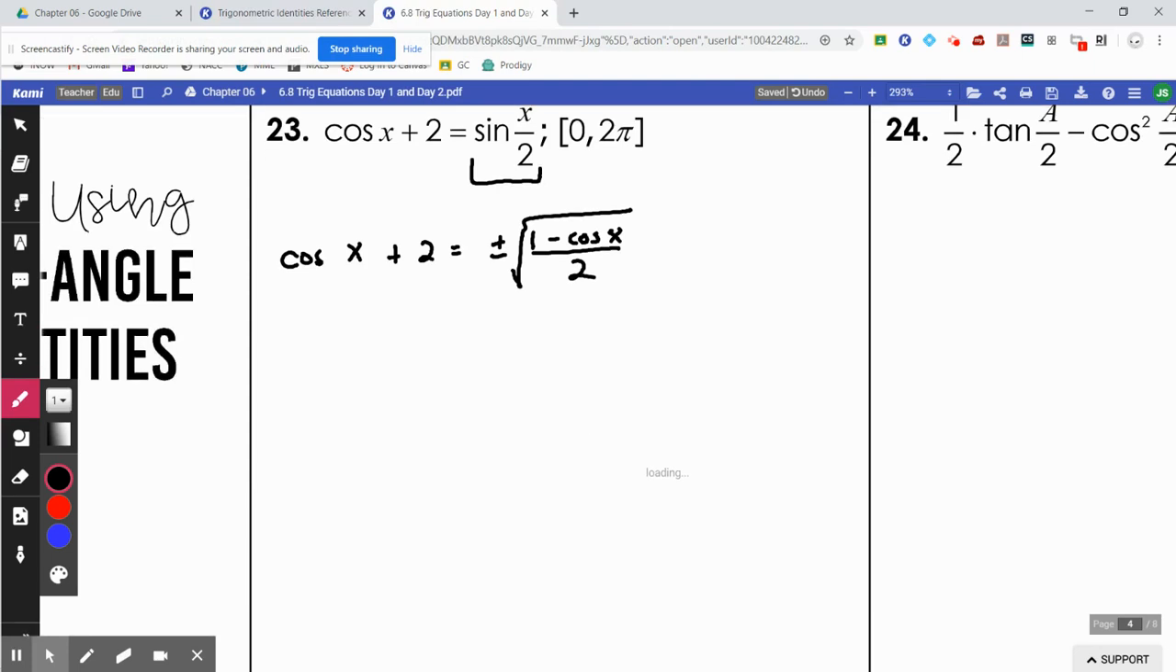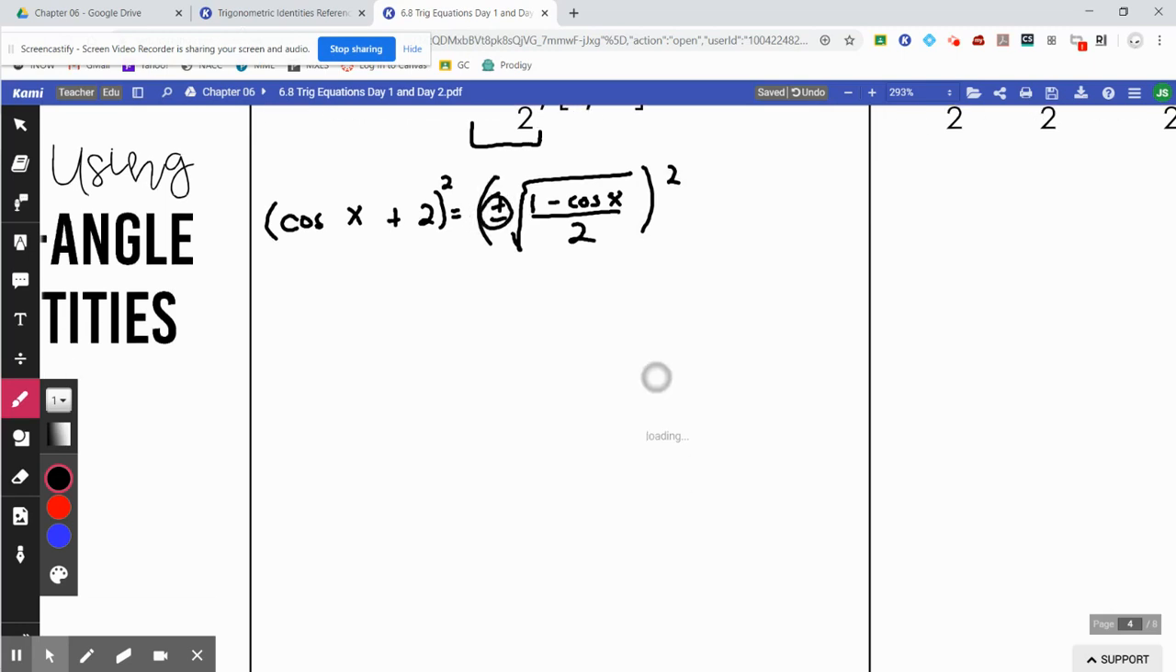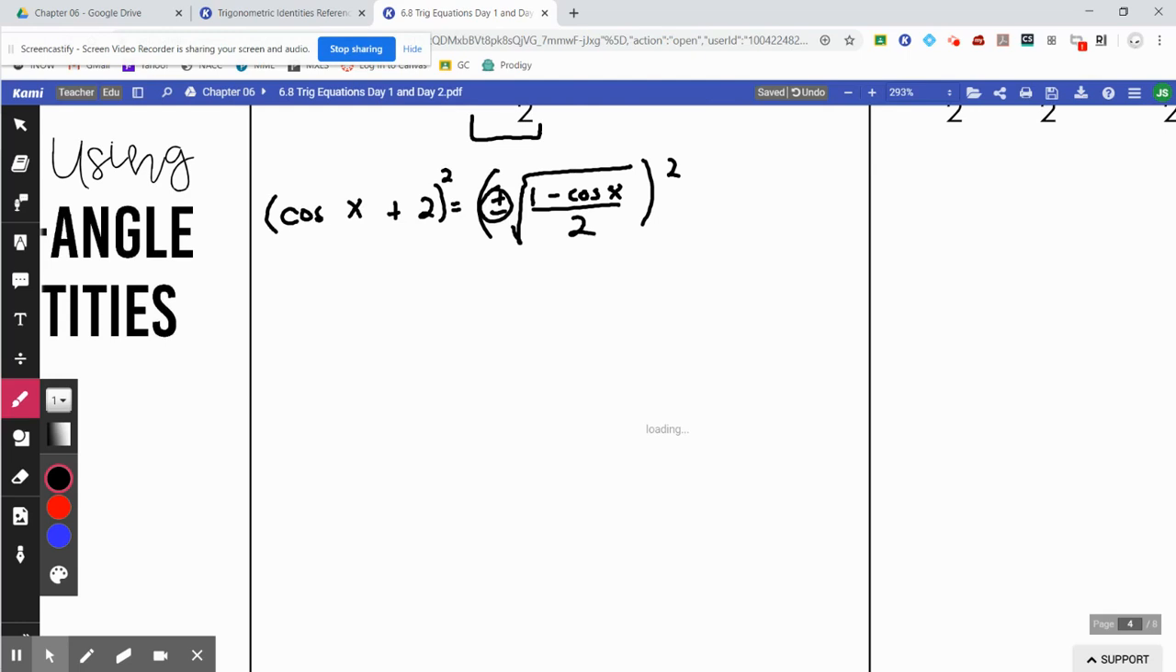Now we have an issue here. That whole plus and minus is a little confusing. So here's a trick that we can use to get rid of it. It's very similar to the trick we did a while ago. Let's square both sides. Because if you square a plus minus, it's all going to be positive. So when you square the left side, you're going to be left with cosine times itself, which would be cosine squared.